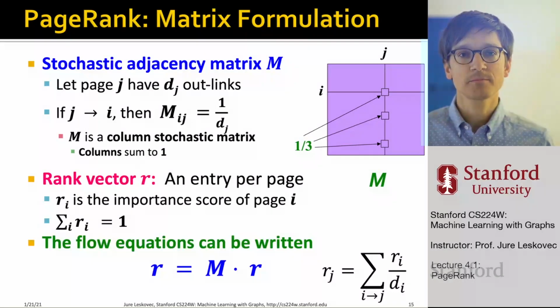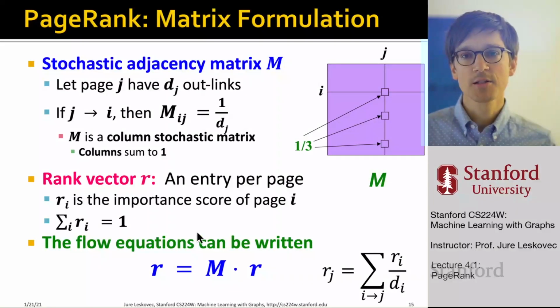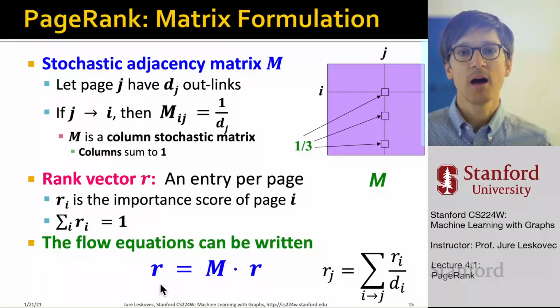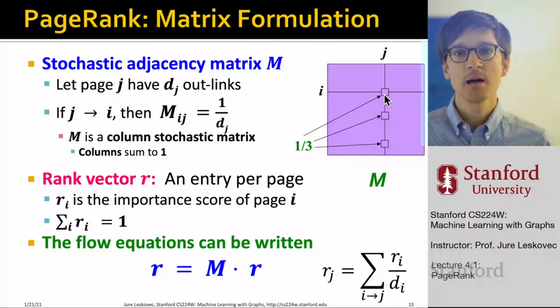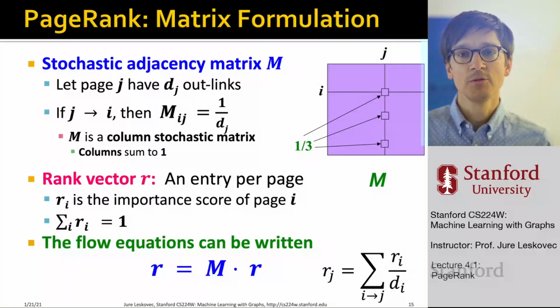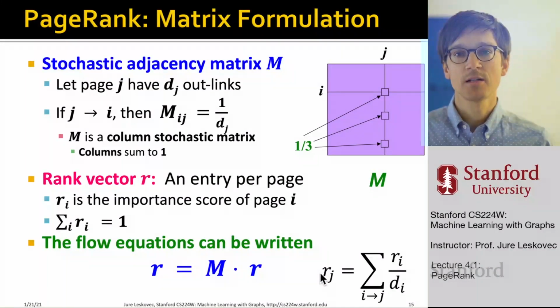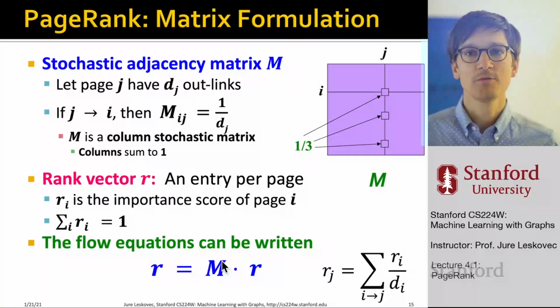And what is interesting is that the equations I showed on the previous slide can now be written in this very simple matrix form: r equals M times r. Basically, the entry for j is simply a sum over the nodes i that point to the node j. In the matrix form, you go over the row and sum up the importances of the nodes that point to you. So these 2 representations are equivalent. We can write it as an equation, or we can write it in this matrix form.